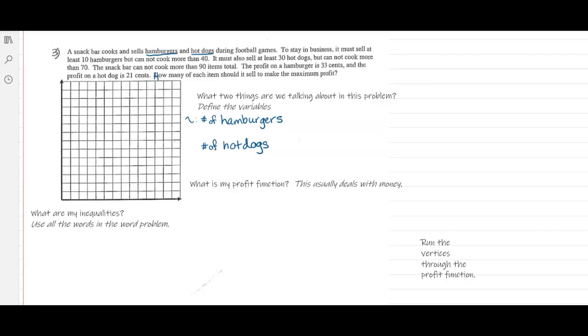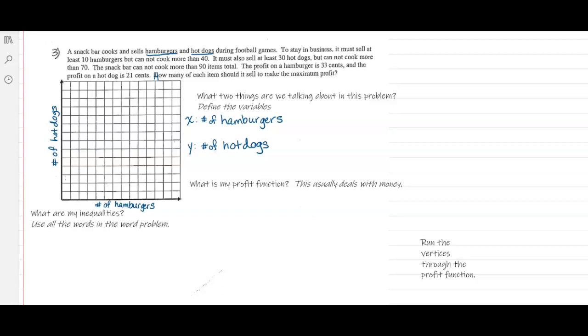So now we're going to define our variables. I'm going to let x equal hamburgers and y equal hot dogs. And on my graph right now, I'm going to go ahead and put that. Number of hamburgers on the x-axis, and on my y-axis, I'm going to put number of hot dogs.